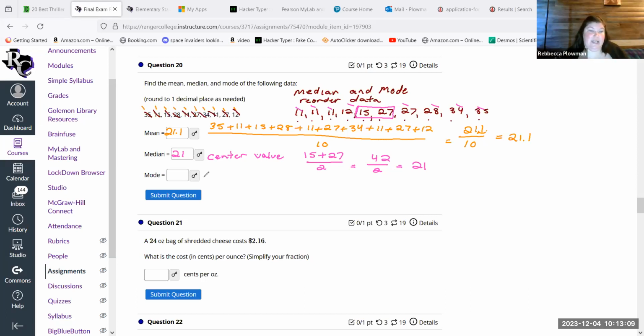Mode is the one that repeats the most often. You could have more than one. You could just only have one, but we see that the number that repeats the most is 11, because 27 only repeats twice. That's the only one that's a competition at all. So in this case, it just is the 11, because that's the one that repeats the most.